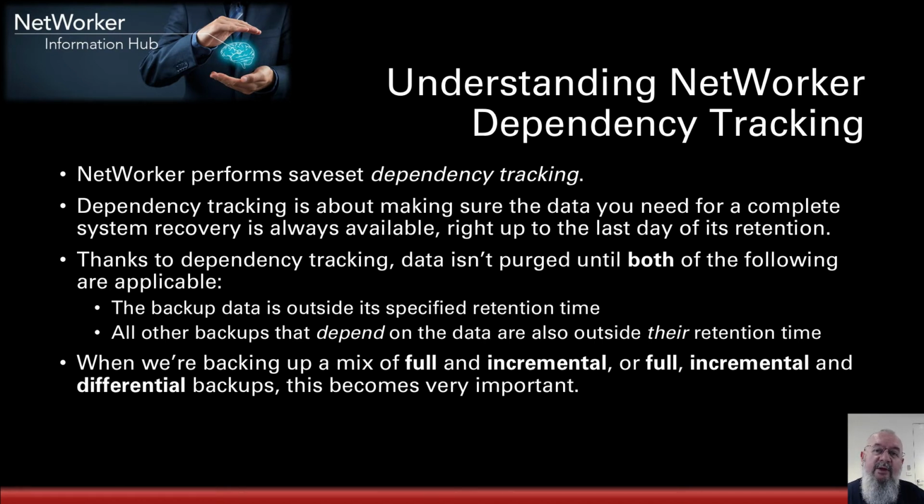Now, we know every time we do a backup with NetWorker, we generate one or more save sets depending on what we're actually backing up. Dependency tracking is there to make sure that all the data that you need to execute a complete recovery of whatever you've been backing up is there right through to the end of the retention period that you specify. So that means we only purge expired data when it actually meets 2 conditions, not 1. The first condition is obvious, it has to be outside the retention period. The second condition is to do with the dependencies.